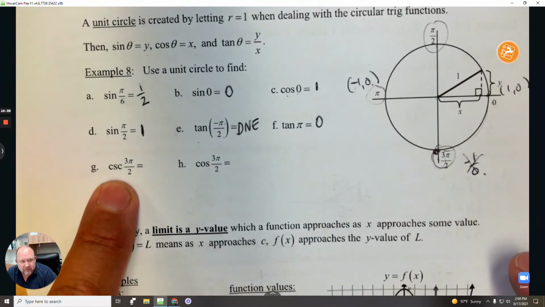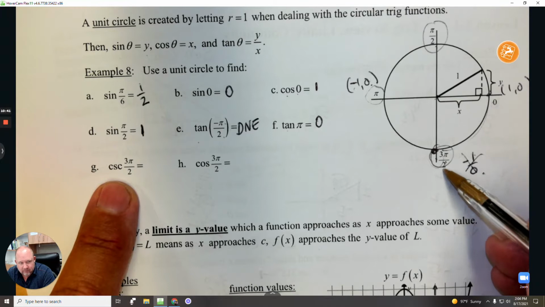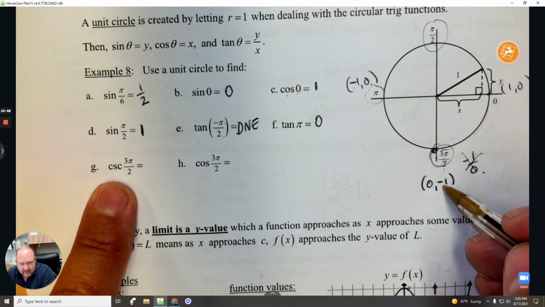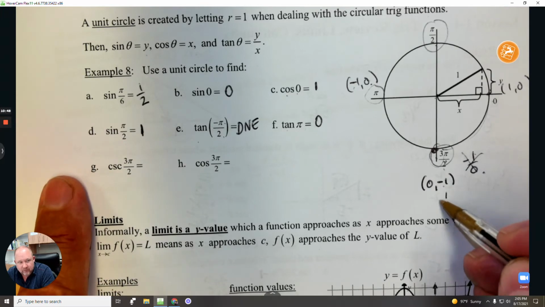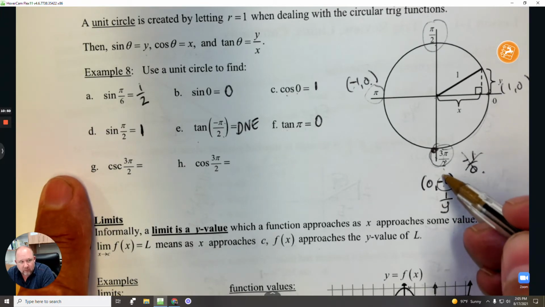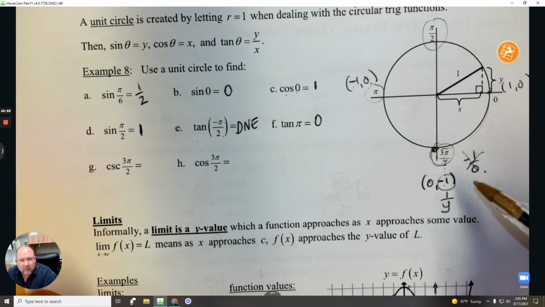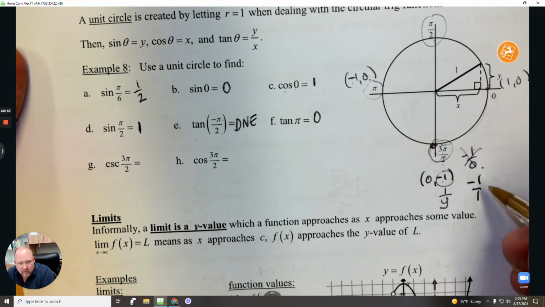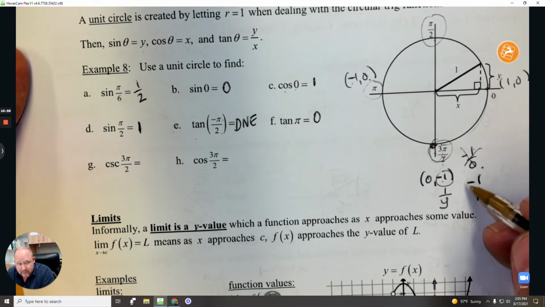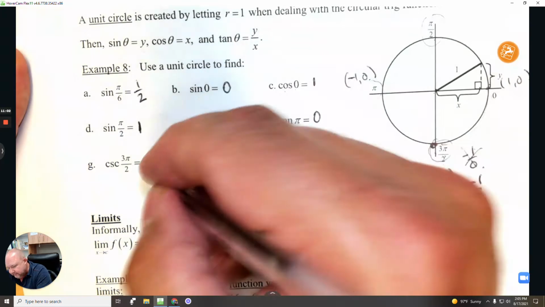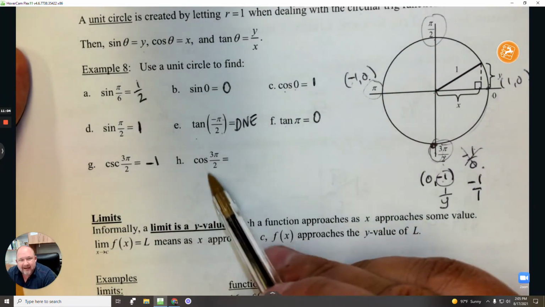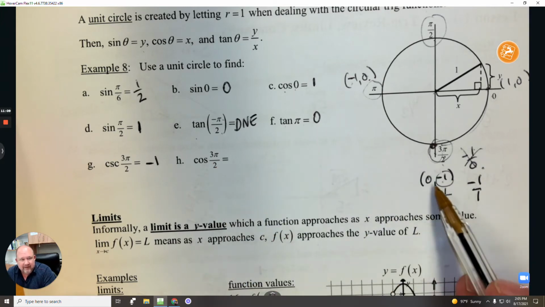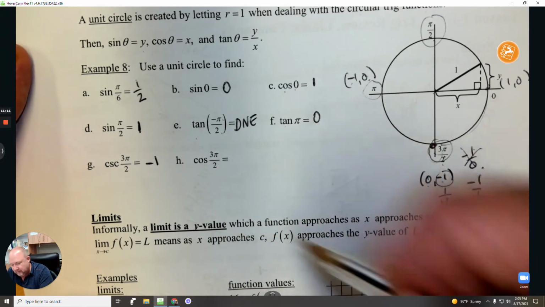What's the value of cosecant at 3 pi over 2? At 3 pi over 2, again, the point is 0 and negative 1. Cosecant is the reciprocal of the y-coordinate. So the reciprocal of the y-coordinate, negative 1. If you think of negative 1 over 1, the reciprocal is positive 1 over negative 1. There's your answer. What's the value of cosine at 3 pi over 2? That's just the x-coordinate there, which is 0.